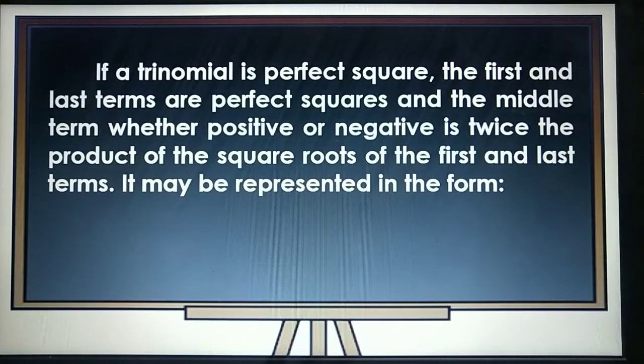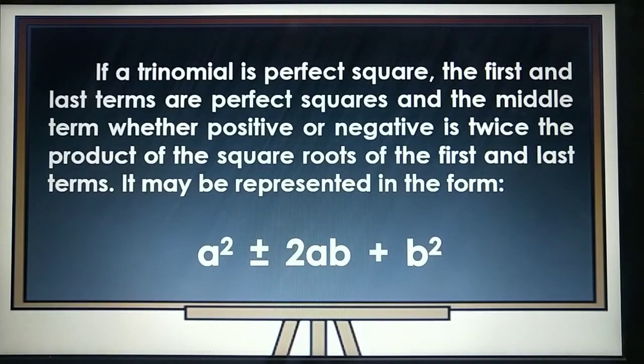If a trinomial is a perfect square, the first and last terms are perfect squares, and the middle term, whether positive or negative, is twice the product of the square roots of the first and last terms. It may be represented in the form a squared plus or minus 2ab plus b squared.